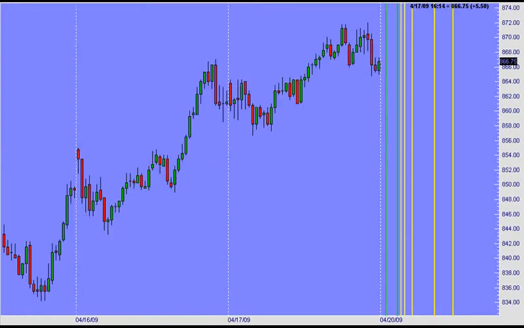On the 10-minute, we have a number of reversals. We have one from 9:40 to 9:50. This is a weak reversal. We also have another weak reversal from 10:10 to 10:20. And then we've got another one right after it, from 10:20 to 10:30, and one after that from 10:30 to 10:40.